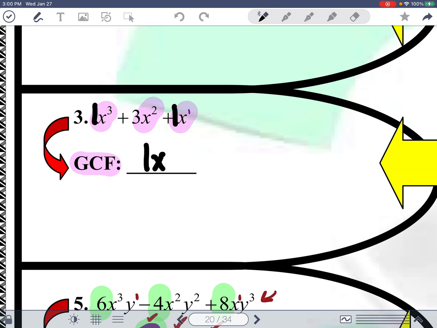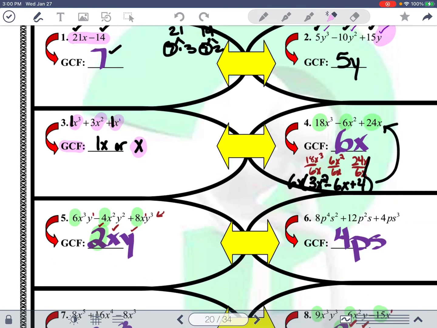So the greatest common factor of x to the 3rd power plus 3x squared plus x is 1x, or you're going to see it written as just a plain old x because the 1 is invisible. So the GCF of that polynomial, which is actually 3 terms, a trinomial, is x, just a plain old x. Or you could say 1x. All right? So that's how this works.